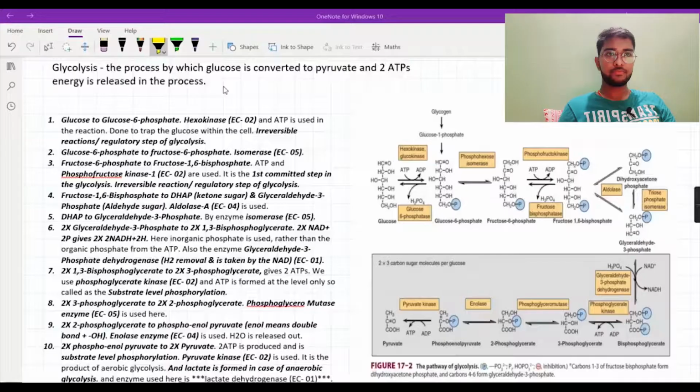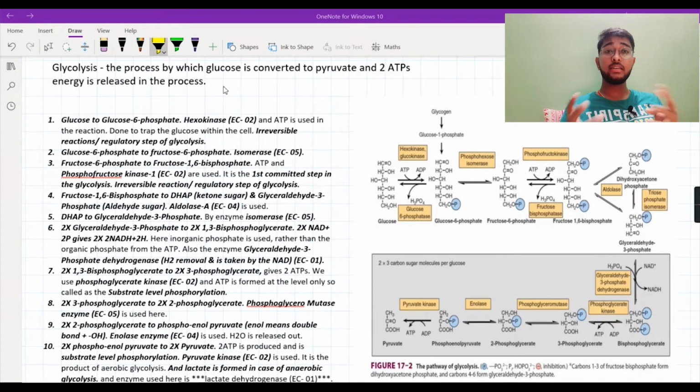So in today's session, we will be discussing the most important topic of biochemistry, the glycolysis pathway, which is also known as the EMP pathway. So let's start, beginning with the main concept, that is, the definition of glycolysis.